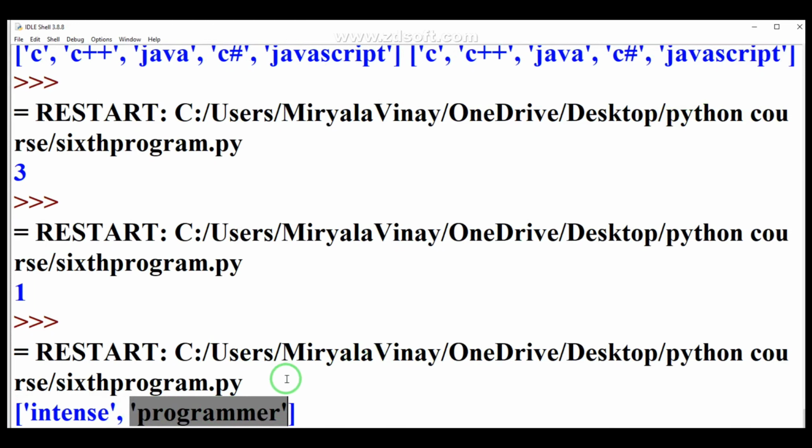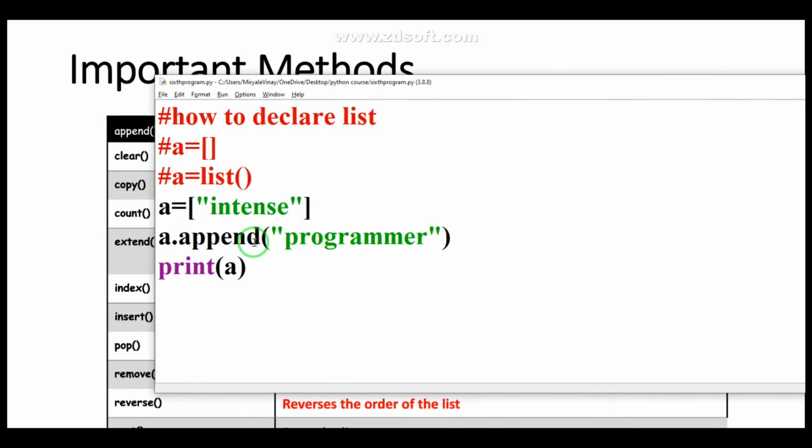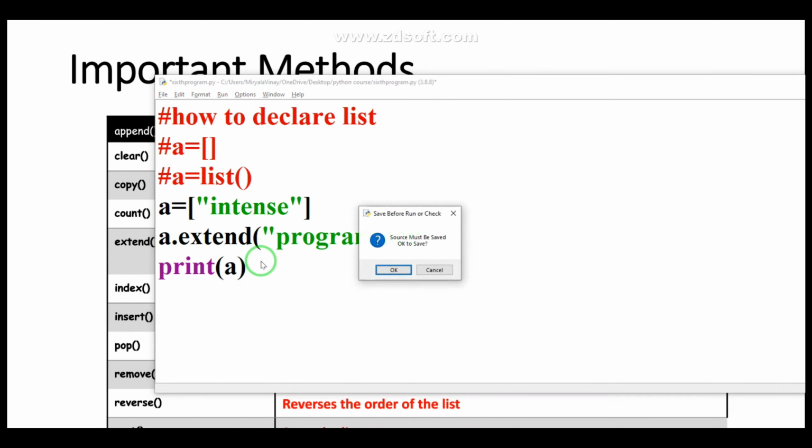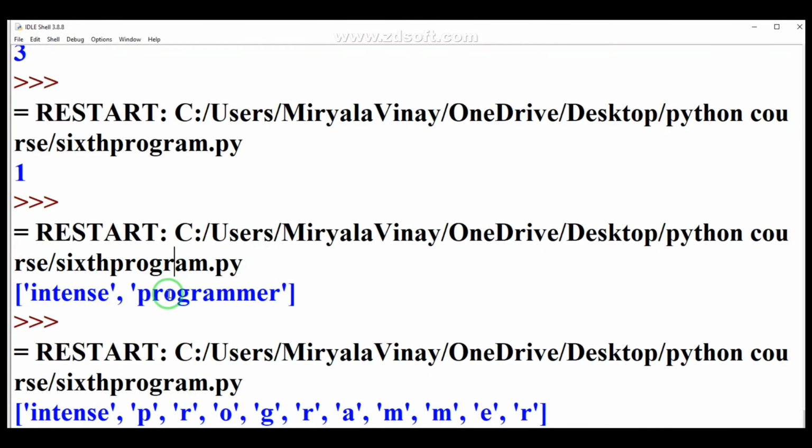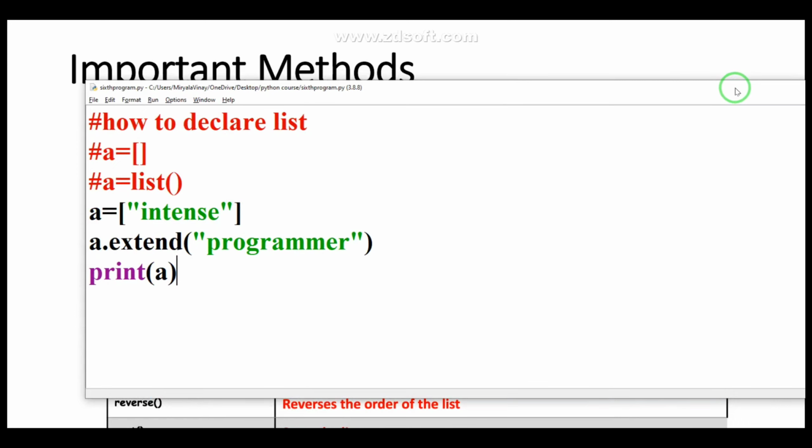You can see when I use the append method, the whole word programmer is considered a single element. Now I have removed append and I am using the extend method. When I run this, you can see the difference in output. In the append case the whole thing is considered as one, and in the extend case it is considered as single individual elements: P will be added, again R, again O, again G, like that. That is the difference between the append and extend methods.